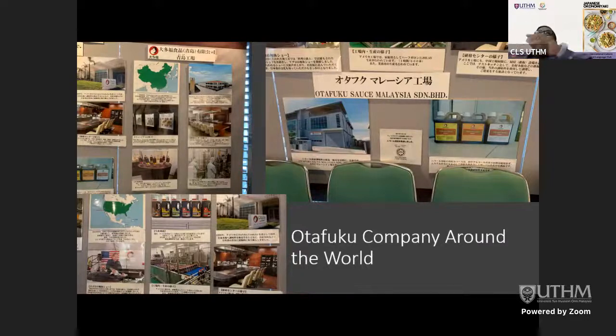Not only one sauce, they produce 110 sauces that are halal here. So if you go to Sushi King, don't worry. This company, Otafuku, makes sauce 100% for Sushi King. And if you go to Aeon, Jusco Aeon, all the sauces being sold are also made halal by this company. Okay, so I think that's all from me.